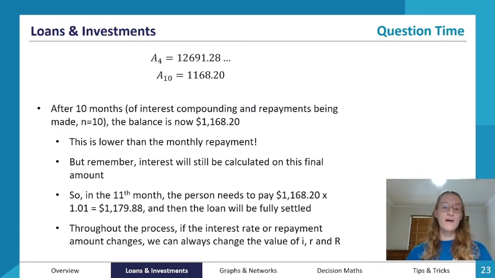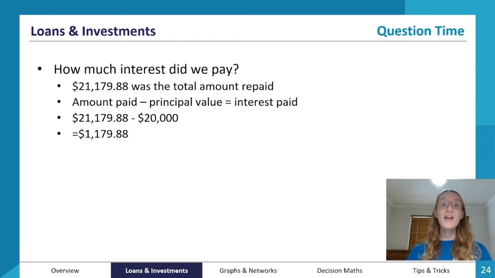Because we didn't have any changes, it was nice and simple and straightforward. But another thing we can actually work out is how much interest we paid. How we can work that out is we can work out the total amount that was repaid, and then that will help us to find out the amount of interest that we paid back on our loan. So to work out the total amount, you would work out the total amount repaid.